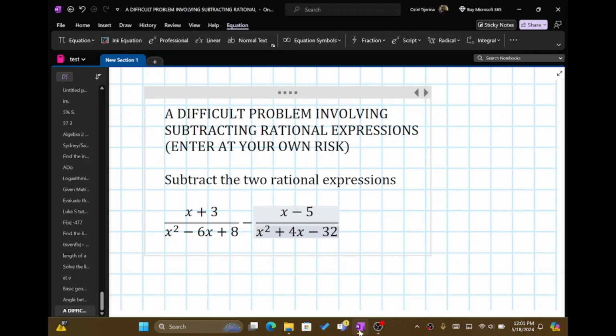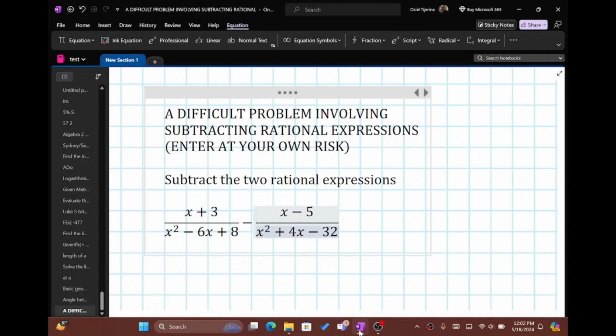Now in this video, what I want to do is go over a very, very difficult problem that a lot of students have trouble doing. Now this is the hardest type of problem. The topic is subtracting rational expressions, and this is the hardest type of problem, at least from what I've seen, when it involves subtracting two rational expressions.